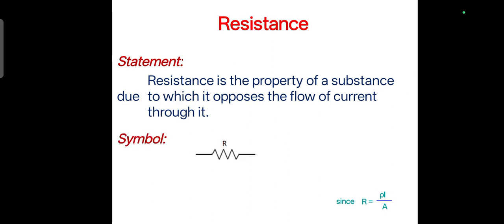This is the symbolic representation of resistance. To understand the concept simply, you can take the example of a speed breaker available on the road. Just as a speed breaker reduces the speed of the vehicle, the flow of electrons is controlled by the resistance. And the unit of resistance is the ohm.